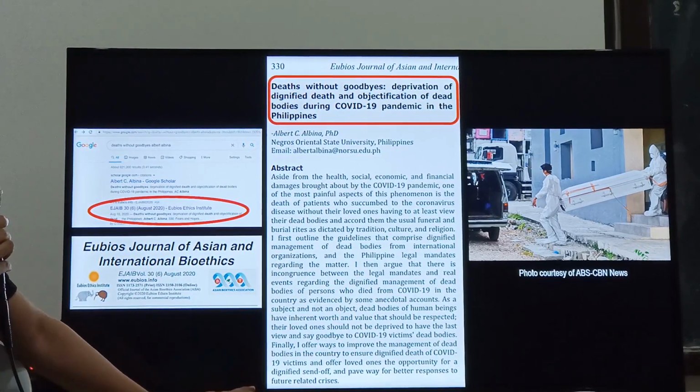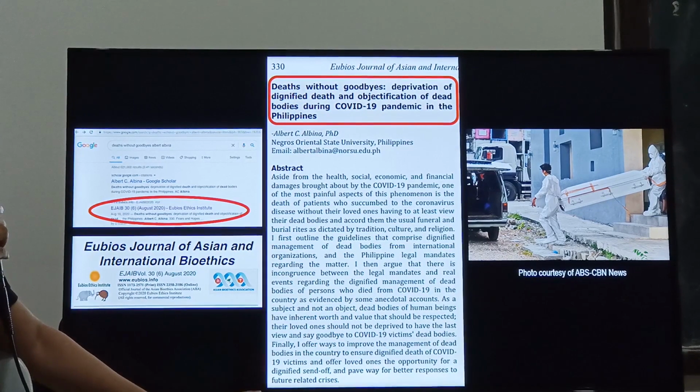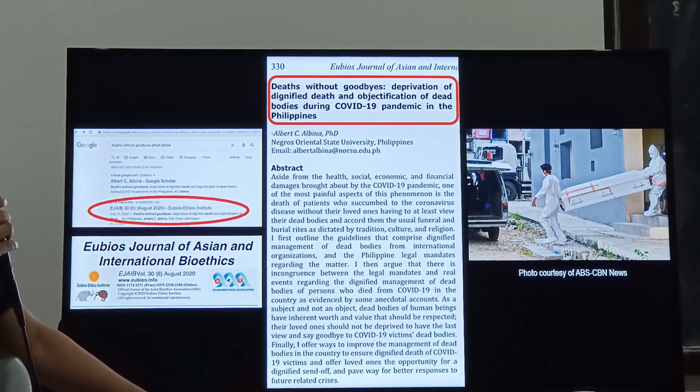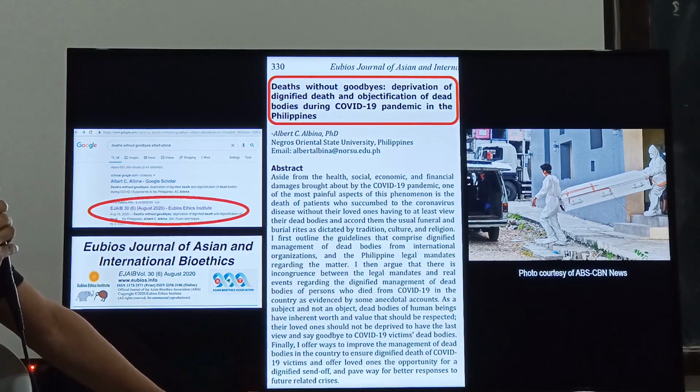And so, in this article, I argued that dignity of death should not be deprived to COVID-19 patients, and dead bodies during COVID-19 should not be objectified or treated as objects. Because based on anecdotal accounts, some people who died of COVID-19 or even non-COVID-19 deaths are being deprived of dignified death, just like giving them a dignified send-off from their loved ones.